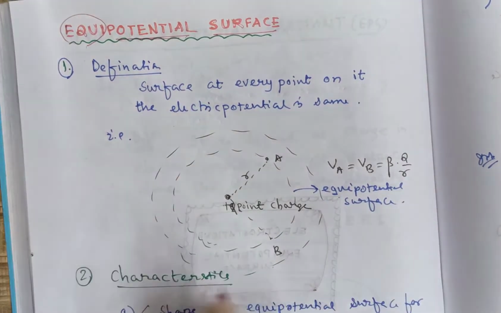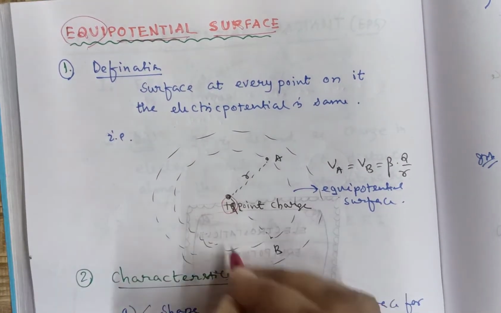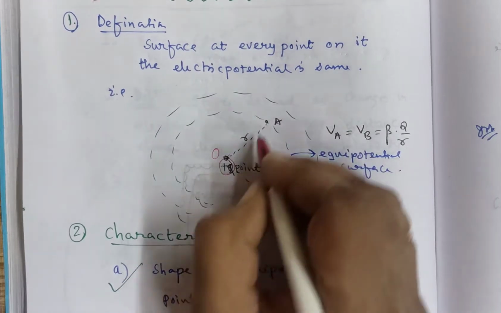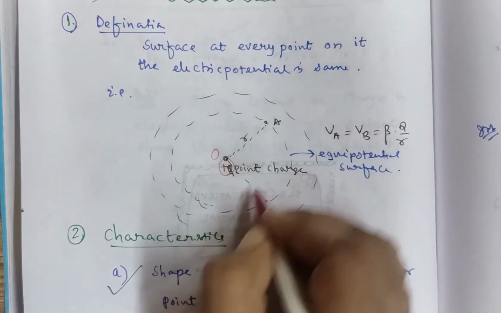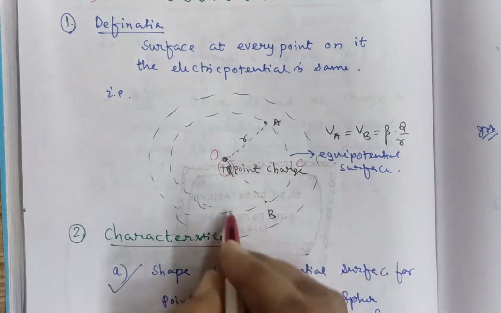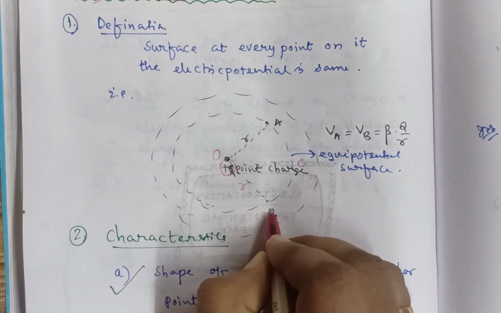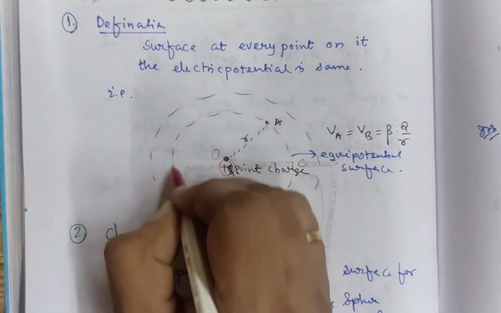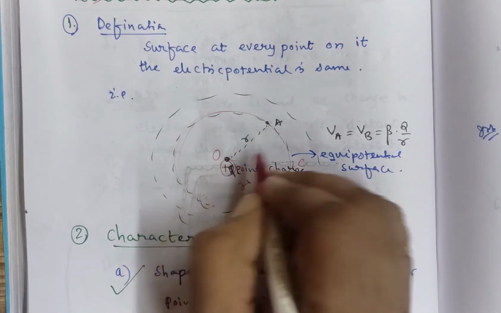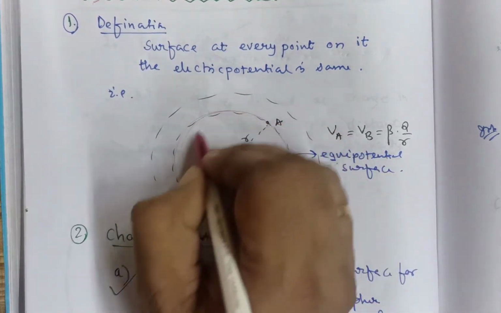For example, we are taking a point charge situated at O, and at distance R a point A is taken. Similarly, at another distance R, another point C, and at distance R, another point B. That means this is the locus of points of the same distance from the point O, and this surface is spherical.